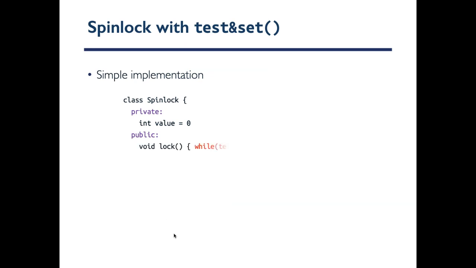Now, we're going to use test and set to implement something that we're going to call Spinlock. The idea of a Spinlock is very easy. It's very similar to interrupts. So let's look at it. We're going to define class Spinlock that has one variable, which is the value of the Spinlock, initially 0. And then it's going to have 2 functions, lock and unlock.